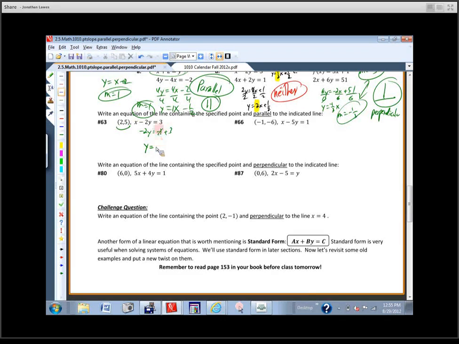So this would be -2y equals -x plus 3. So this would be y equals, if I divide that by -2, I get 1/2. Okay, so here's what I have. The slope of their line is 1/2. If I want mine to be parallel, what's the slope of my line? 1/2. So I use that slope and that point.